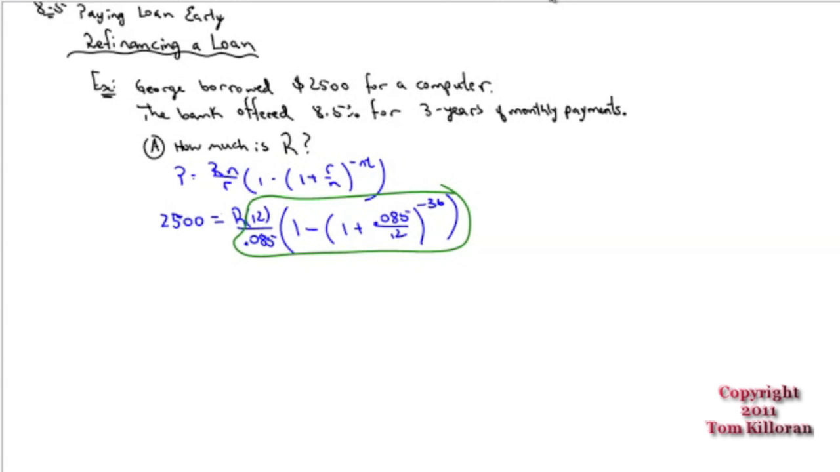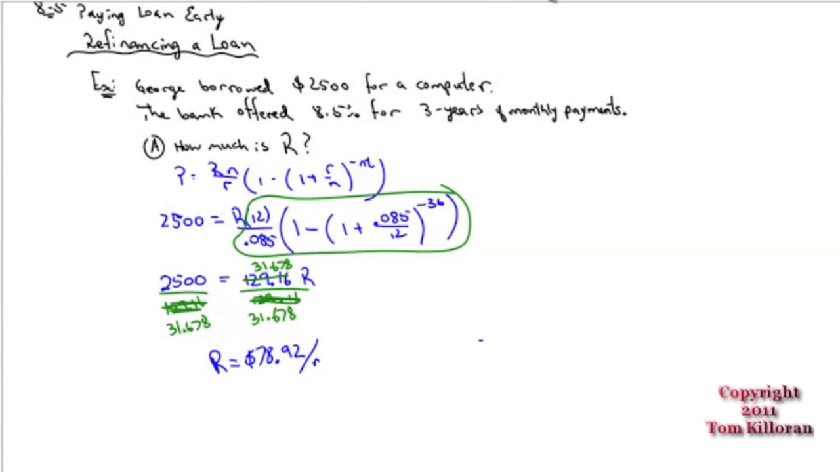Oops. Yes? If we divide it, you get the required payment is equal to $78.92. I heard two answers, 91 and 92. Which one? 92? All right. This is per month. This is how much he's going to pay for 3 years. And if he does this payment plan, he will be done paying for his computer in 3 years. Woohoo.